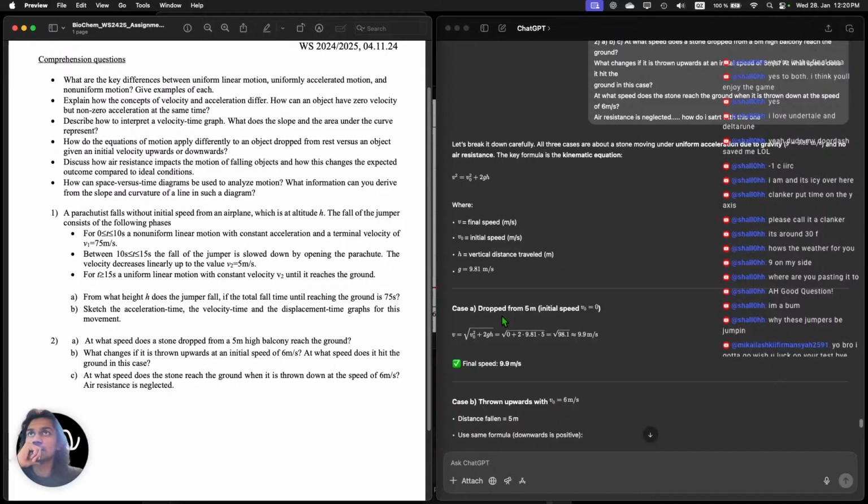At what speed does a stone dropped from a 5 meter high balcony reach the ground? Before you give me questions like this, you gotta tell me the mass of the stone. Or do I not need to know that?